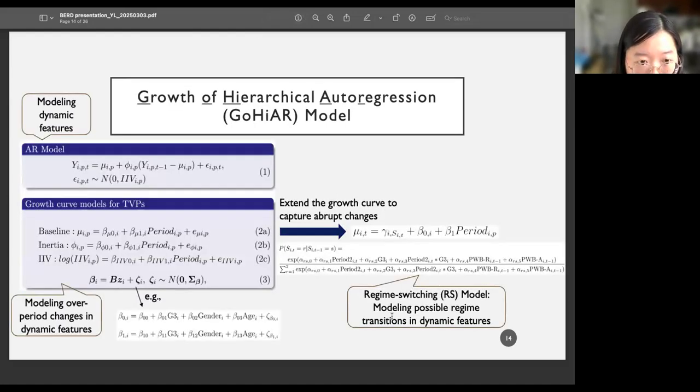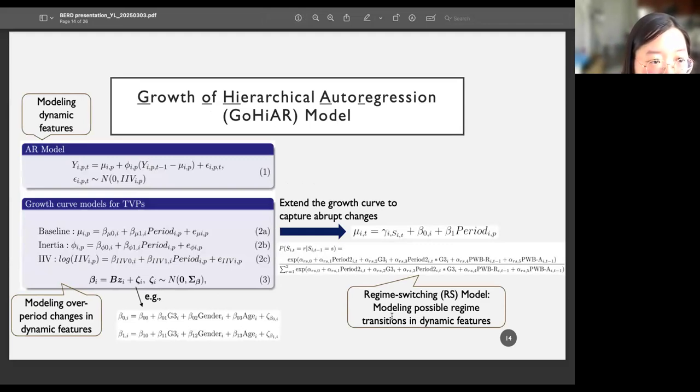This is an introduction of our proposed model. We call it the growth hierarchical autoregression model, or GO-HIGHER. I think there should be some animations, but I can introduce that in turn.